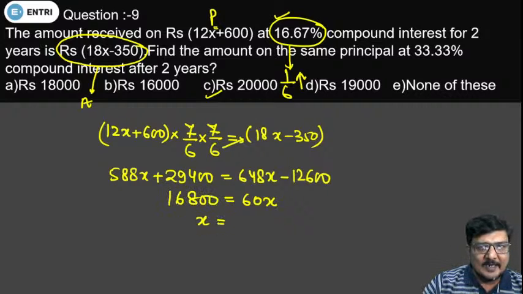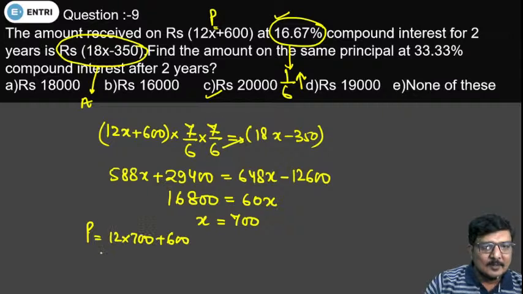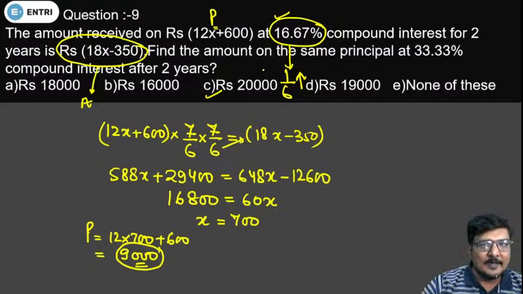So the value of x comes out to be 700. Got my point? Now we have to find the principal. So the principal comes out to be 12 into 700 plus 600. So 8400 plus 600, 9000. Okay, now our principal is 9000, and we have to apply the compound interest of 33.33%.